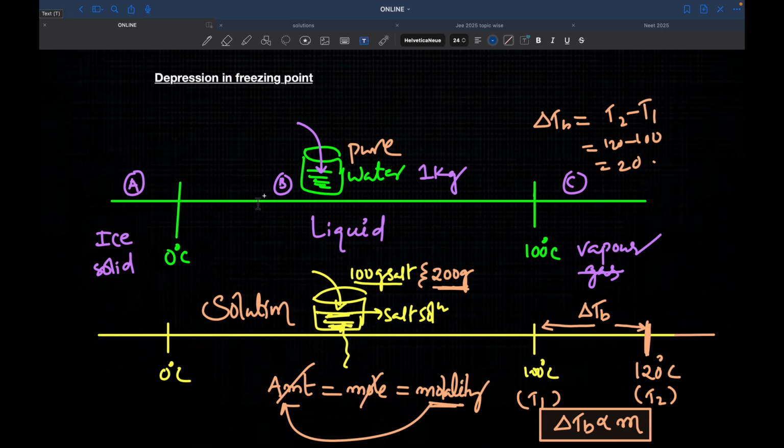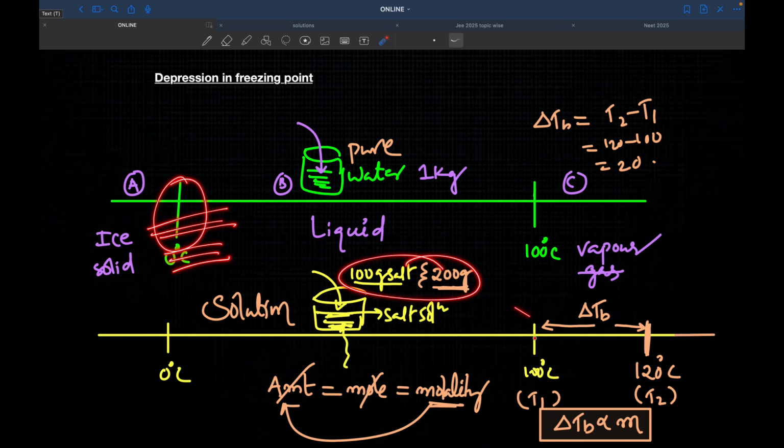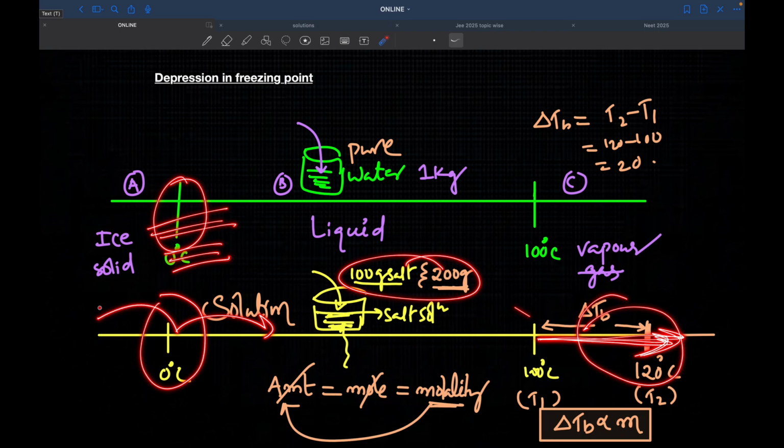So when a non-volatile solute is added to a solvent, we know that the boiling point raises from one point to another point. This is what we defined as elevation in boiling point. Then what happens to its freezing point? Initially it is 0 degrees Celsius, the freezing point of pure water. When a non-volatile solute is added, the boiling point has been increased, isn't it? What happened to freezing point? Is it going to increase or is it going to decrease?